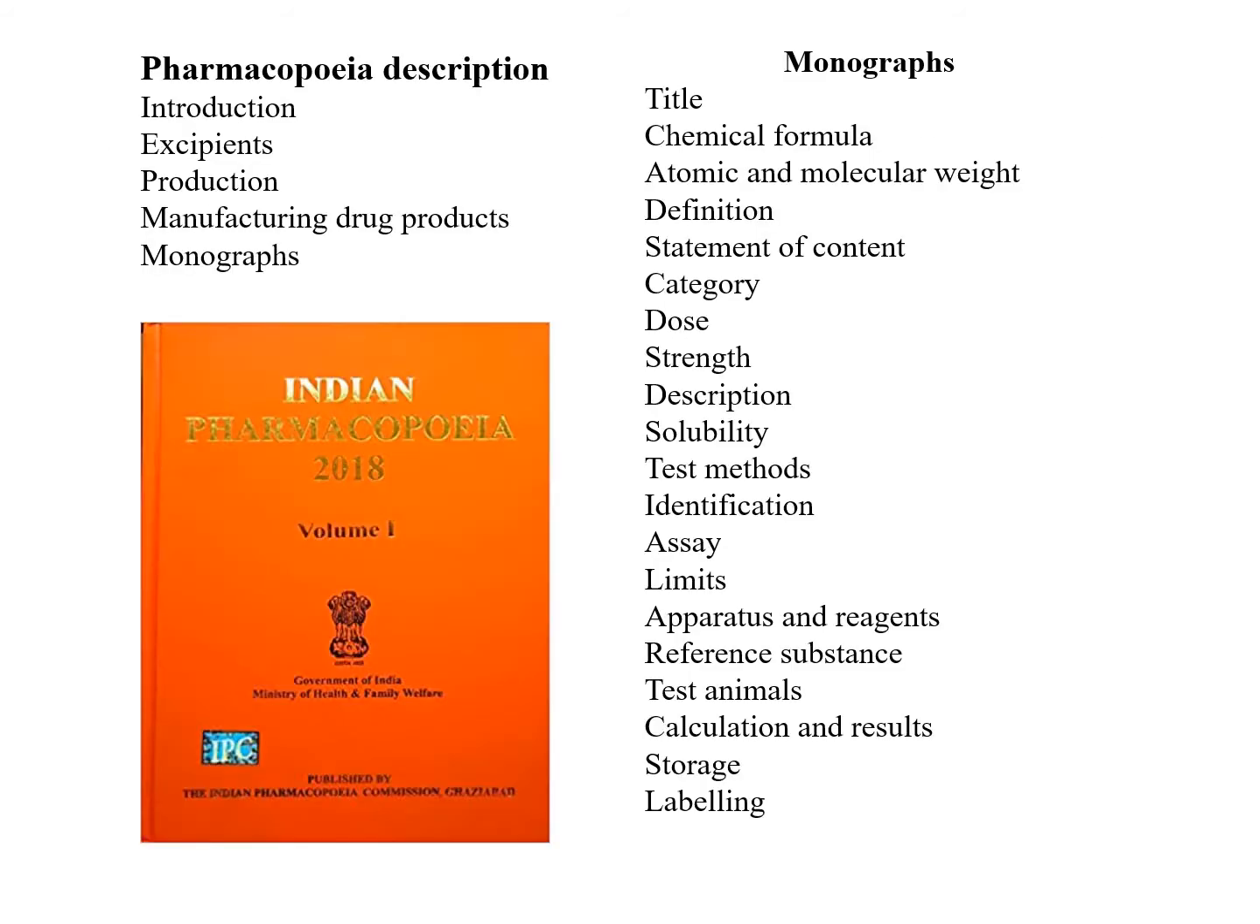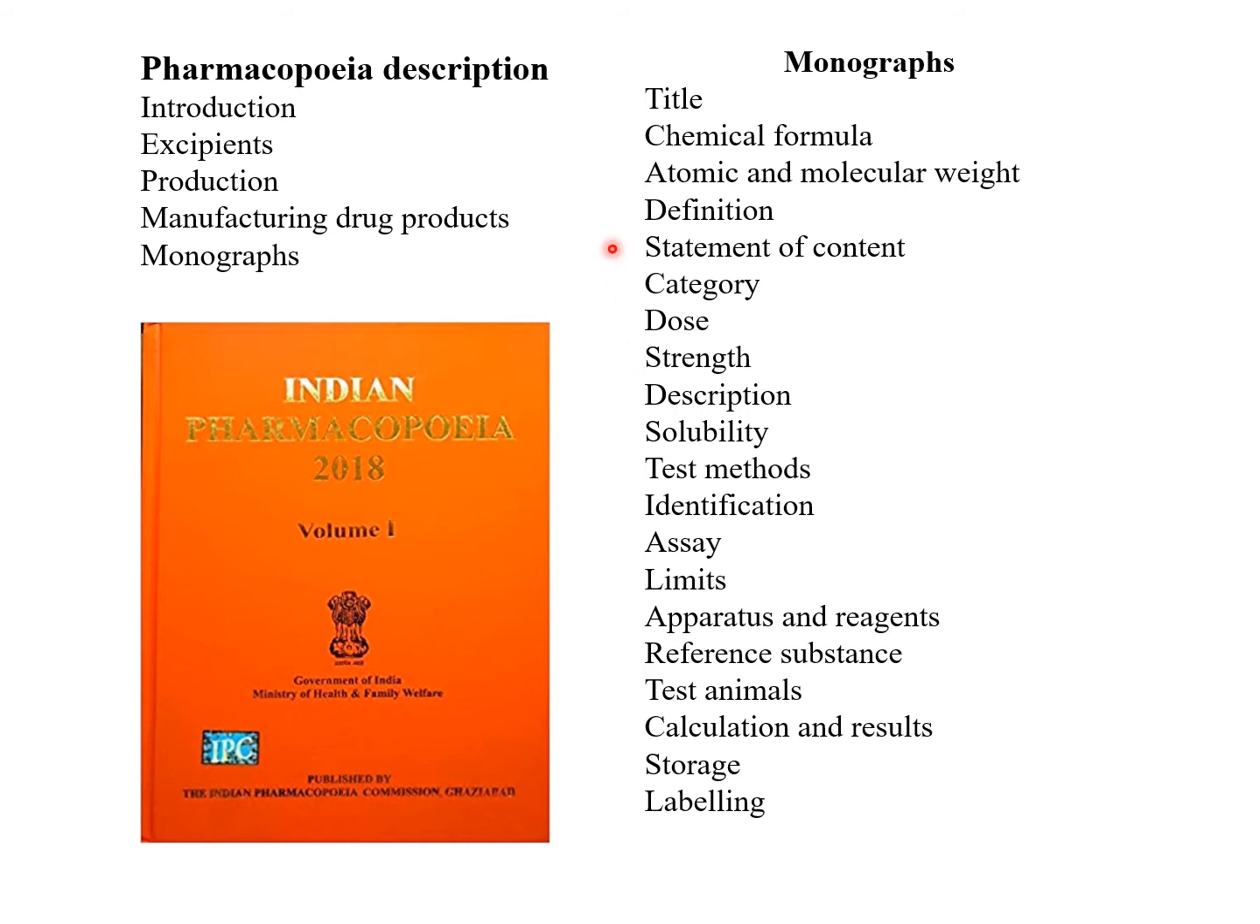So normally the monograph contains the title, chemical formula, atomic and molecular weight, definition, statement of content, category, dosage, strength, description, solubility, test methods, identification, assay, limits, apparatus and reagents used, then reference substances, test animals, calculations and results, storage, labeling. All this information regarding a particular drug is called a monograph.